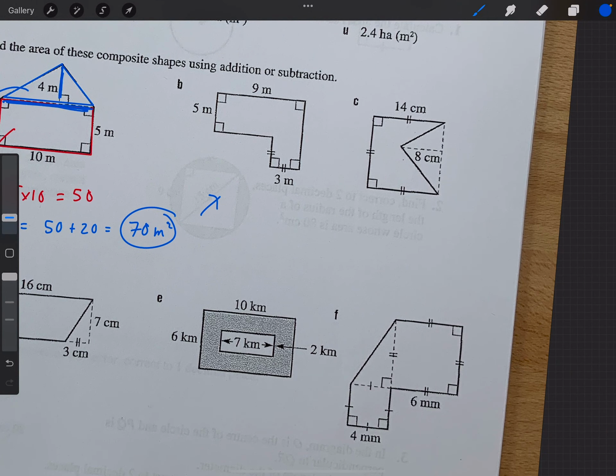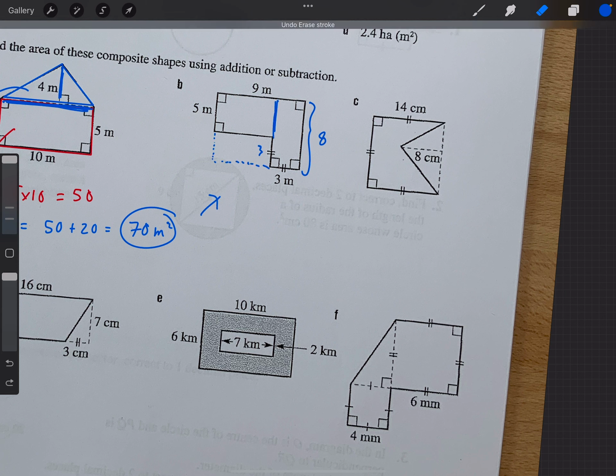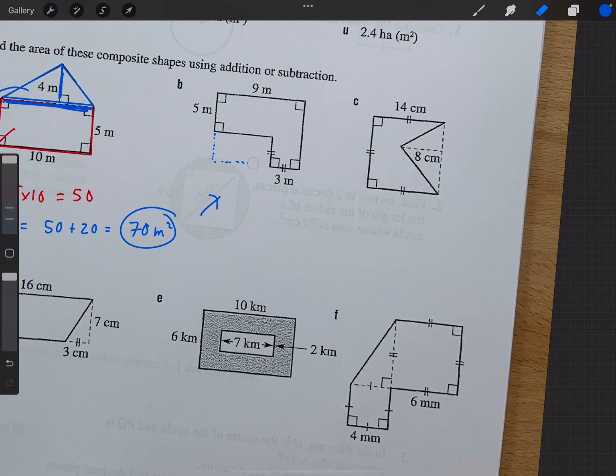This one, let me see if I can do the takeaway method. I can do, this is 5, this is 3, so this must be 8. Okay, if that's 8, whoops, shouldn't have deleted that. And what else? Actually, you know what, I'll just do the addition. So I just cut into 2 pieces. 5 times 9, 45, 3 times 3 is 9. Add them together and you get the answer.